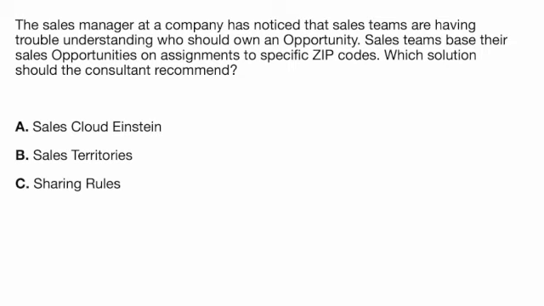So the sales manager at a company has noticed that sales teams are having trouble understanding who should own an opportunity. Sales teams base their sales opportunities on assignments to specific zip codes. Which solution should the consultant recommend? All right, so in the question, a couple things stand out to me. That is the specific zip codes. That's already an indication of the fact that I'm going to need territories. And so I'm looking at the question options.